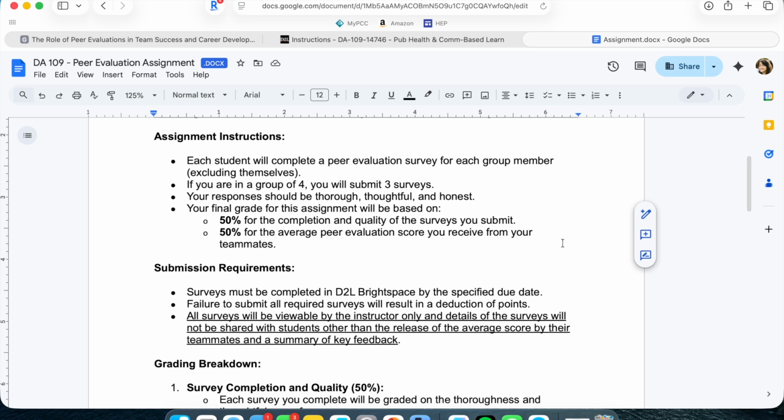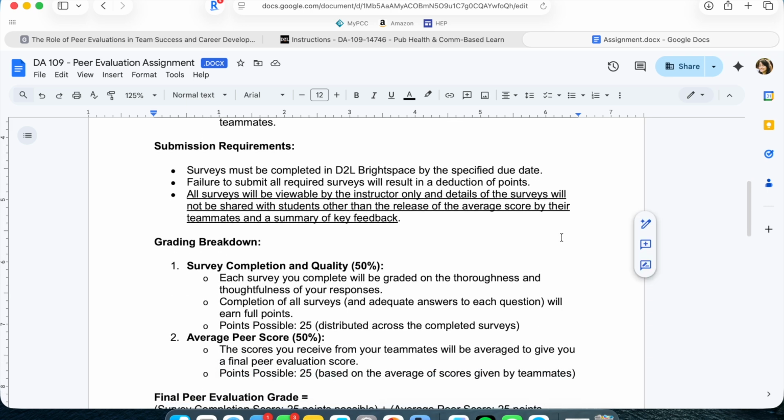When you do your responses, they should be thorough, they should be thoughtful, and they should be honest. So I want some details. I don't want just general statements, and I want you to be honest. Your final grade for the assignment is going to be based 50% on the completion and the quality of surveys, and the other 50% of your grade is the average peer evaluation score that you receive from your teammates. And I'll talk about that a little bit more in just a second. So 50% is the completion of the surveys you do, and 50% of your grade is how your teammates actually scored you.